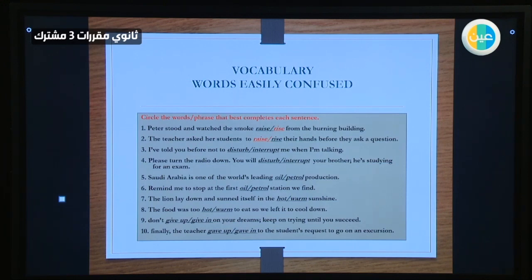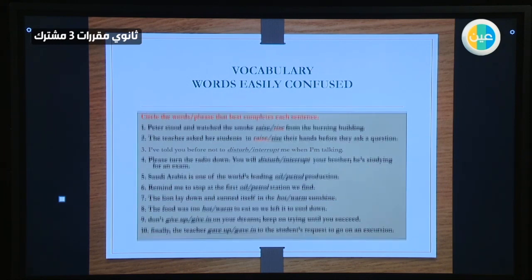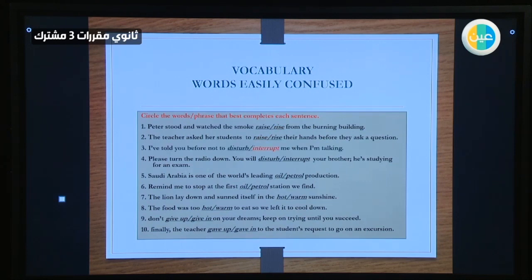Number 3: I have told you before not to interrupt me when I am talking. What do you think, disturb or interrupt? Yes, interrupt me. Try not to cut me off whenever I talk. Interrupt means stopping me talking, whether by saying something or by doing something. So let me complete, don't stop me.